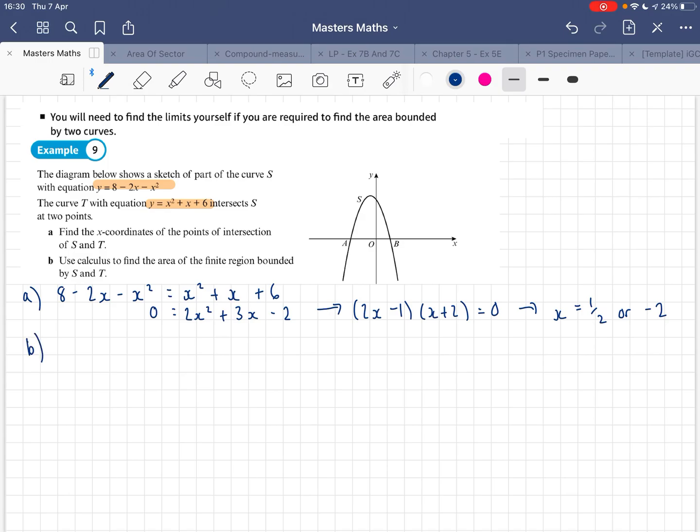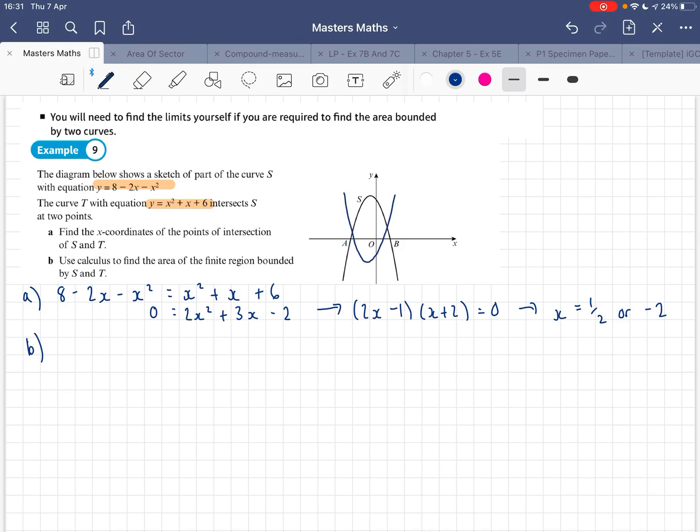So my area to do part B, so that's part A done. I found the x coordinates of the points of intersection. We don't need the y at all because we're not finding areas of a triangle in this type of question. So it's not useful at all to find the y coordinate. And now we're going to use calculus, so integrate to find the area of the finite region bounded by S and T. So basically, if we were to draw T on there, it would look nothing like that.